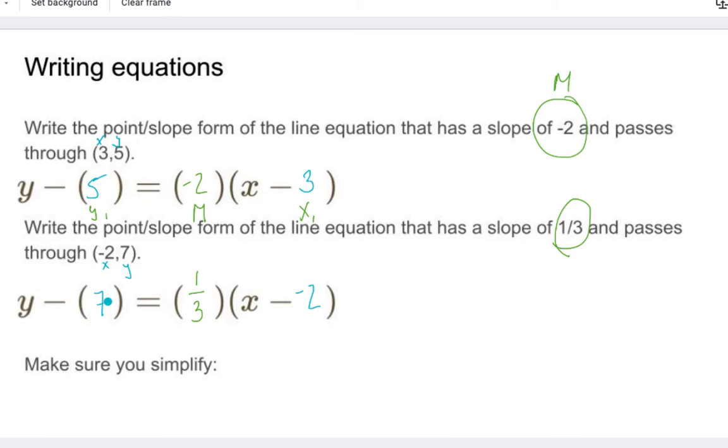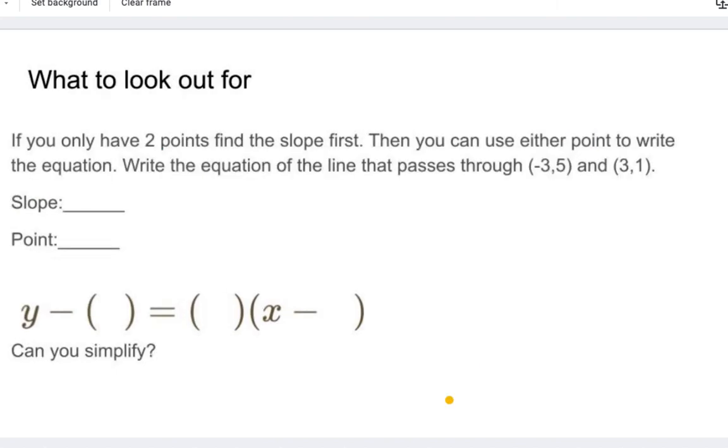Now before we keep going, you've got to check, can you simplify? Anytime you have a subtraction and a negative, you want to change that to plus. So we're just going to rewrite this as y minus 7 equals 1/3 x plus 2. Always make sure you simplify. Reduce fractions, simplify operations.